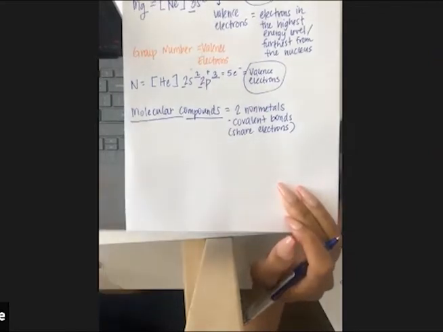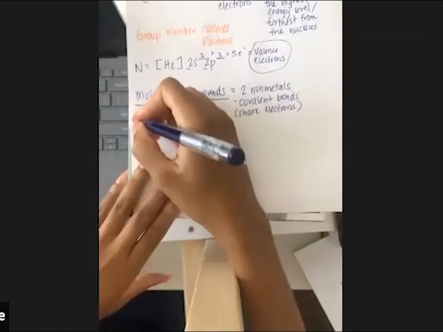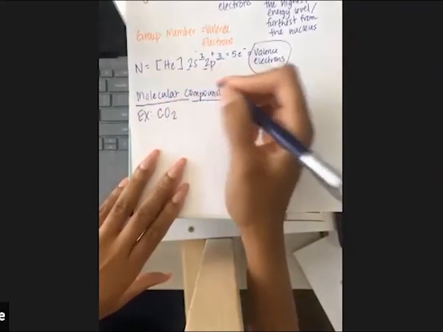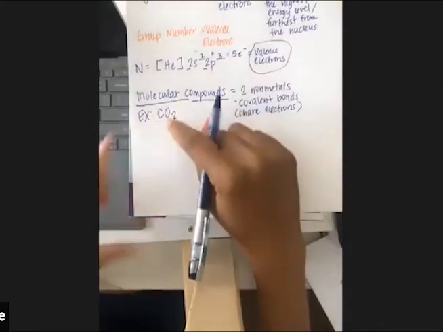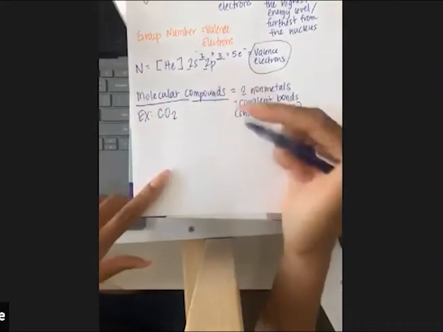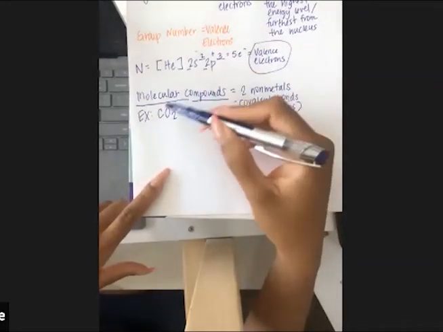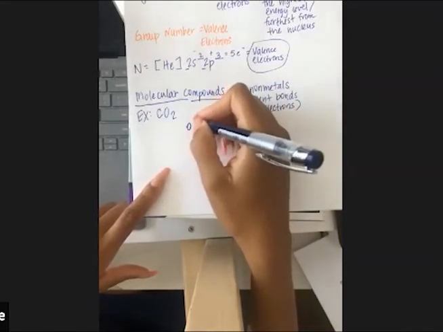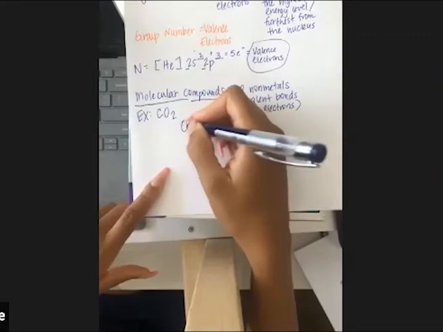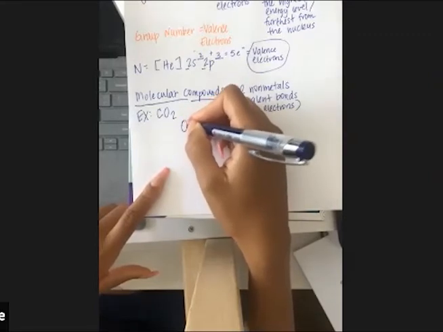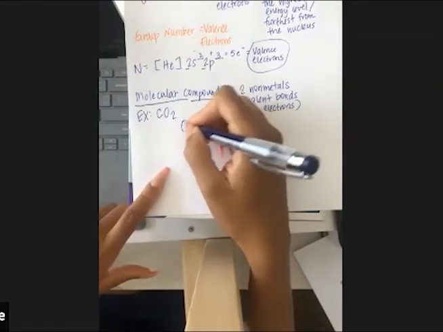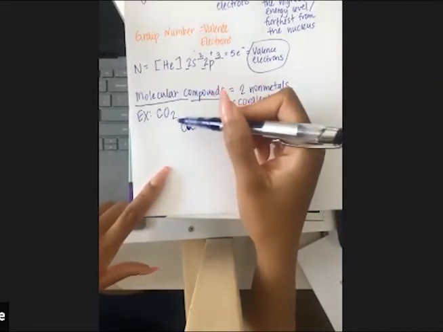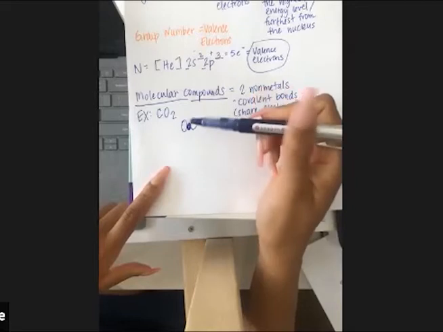So an example of a molecular compound, just to remind you guys, would be carbon dioxide. Carbon is a nonmetal, oxygen is a nonmetal. When they come together, they're going to share electrons and form compounds like this. So this would be carbon, and this would be the 2 oxygens on either side. And we're going to talk about how these atoms come together and share their electrons.